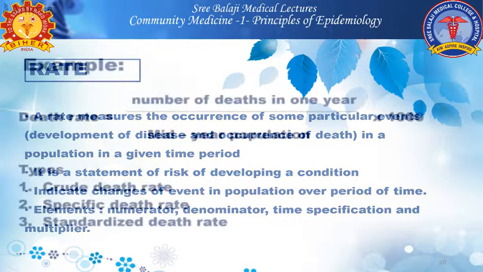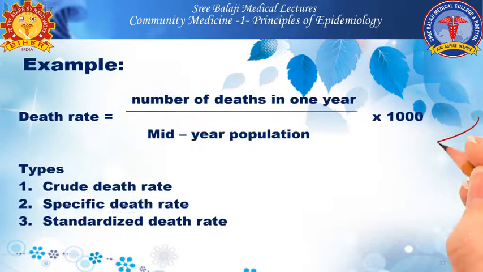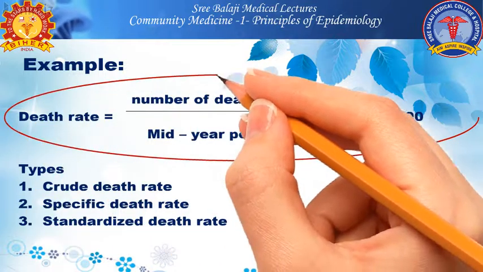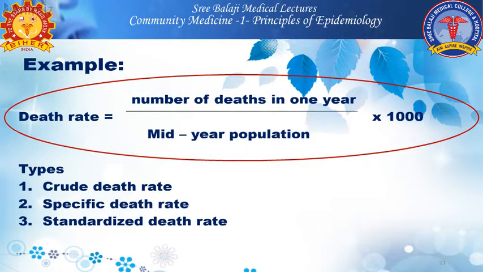For example, crude death rate. If you see crude death rate, it can be defined as number of deaths occurring due to various causes divided by mid-year population into 1,000. So the numerator, which is death occurring, is part of the denominator, which is mid-year population. The most important feature of rate. So other examples of rate include crude death rate, specific death rate, and standardized death rate.